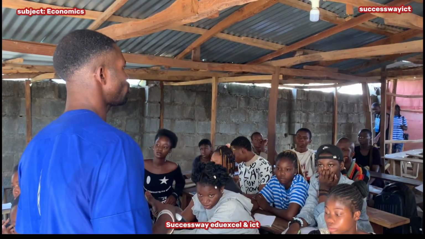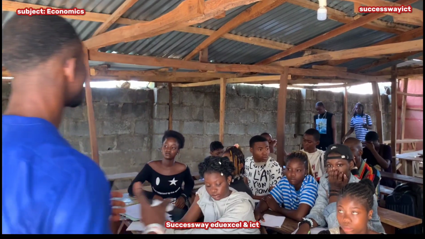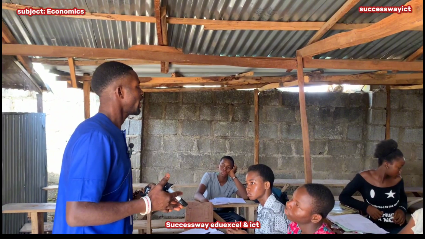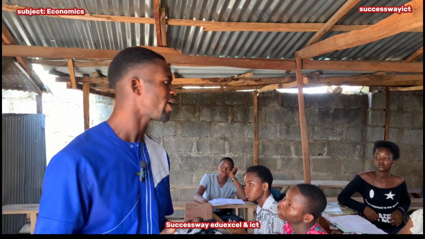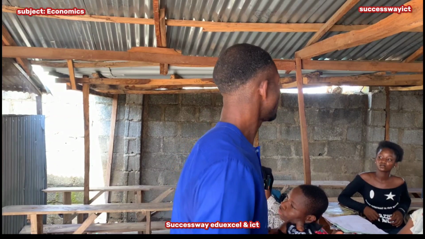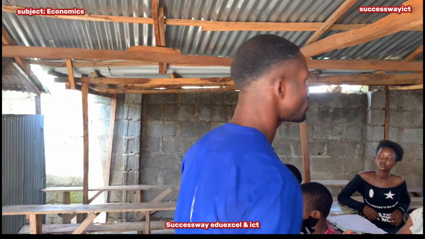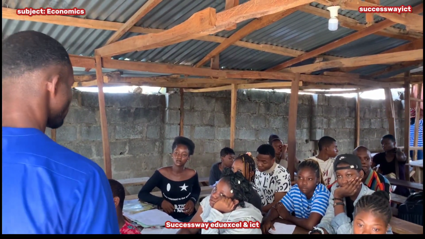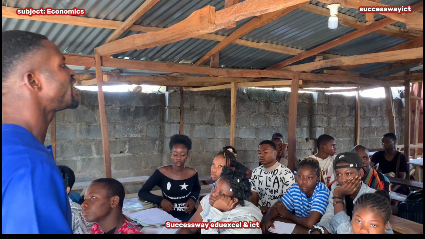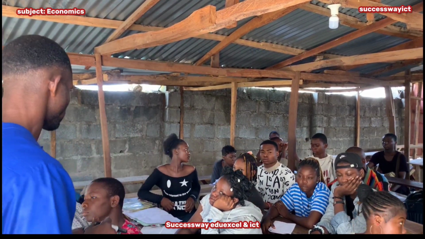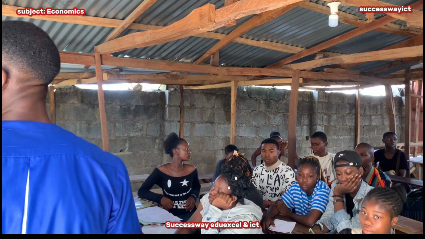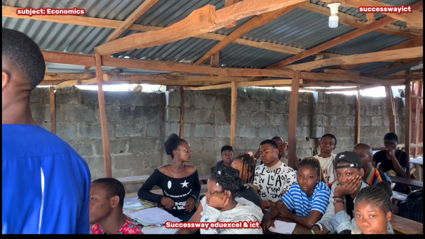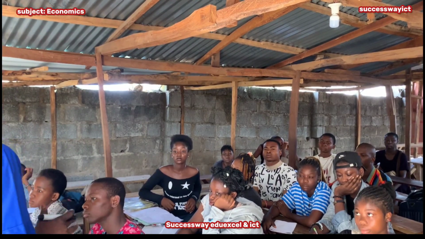Now, our MC is equal to what? Change in total cost all over the change in what? Quantity. So MC equals TC2 minus TC1 all over Q2 minus Q1. TC2 is the final total cost, TC1 is the initial or first total cost, Q2 is the final or second quantity, and Q1 is the initial or first quantity.